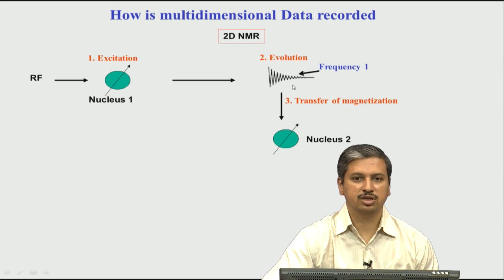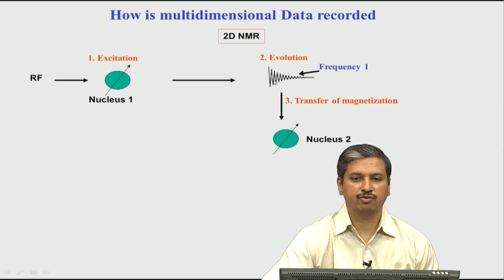Now, during this process when it is relaxing, that means from here to here, remember, this is a time axis. So, this is the x axis, here is time. During that process, this nucleus 1 transfers its magnetization to another nucleus while this is happening. Okay. So, that is what you have to keep in mind.